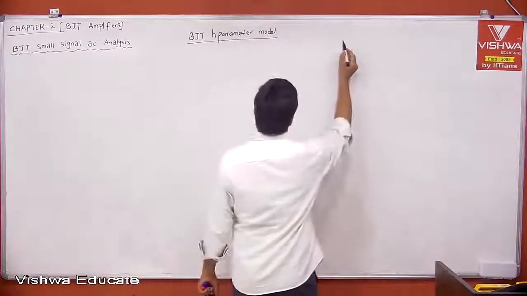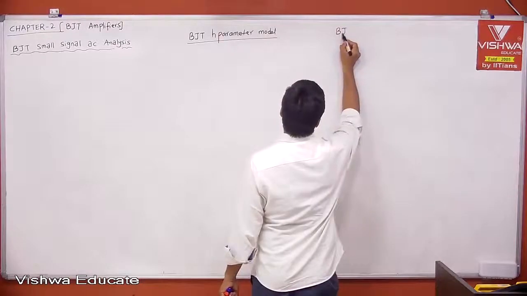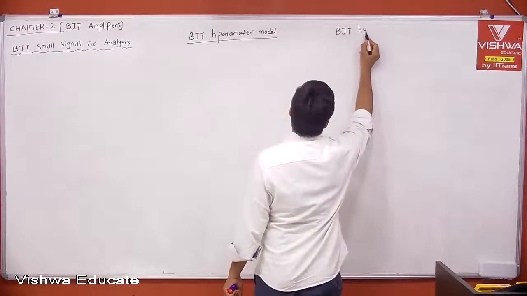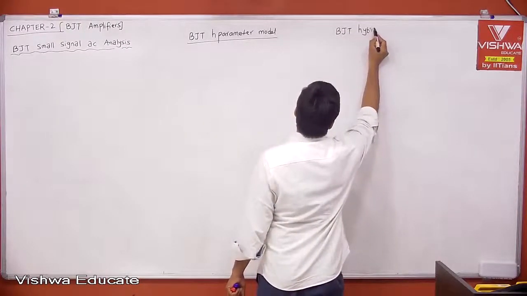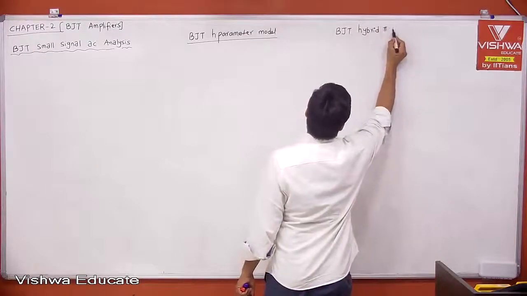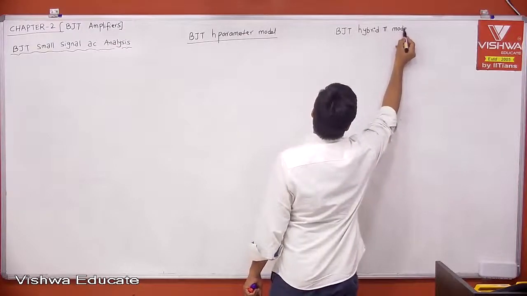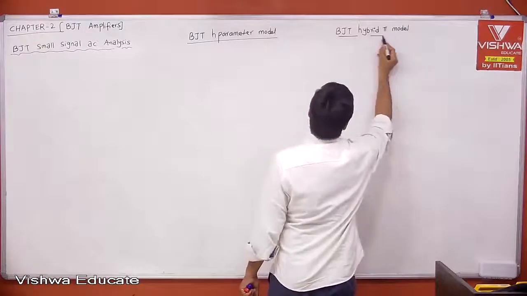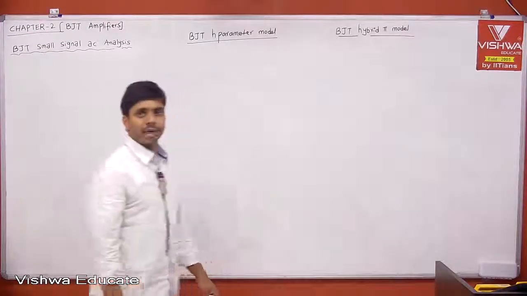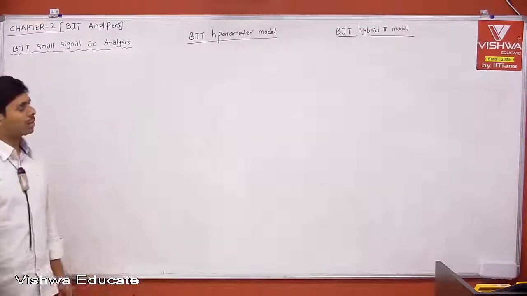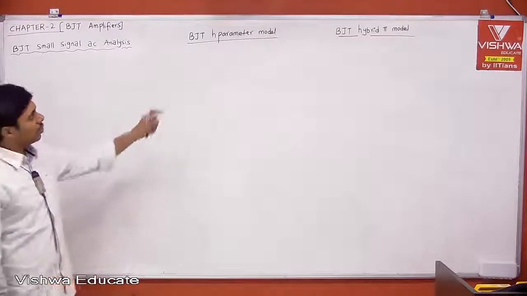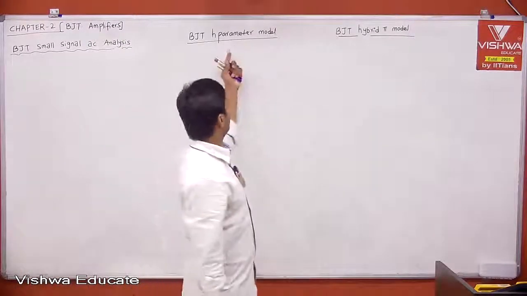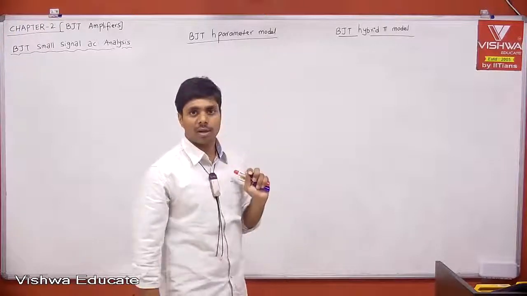The BJT H parameter model and the BJT hybrid pi model. Remember, at low frequencies both are same. At low frequencies both are same. What is the reason to go from the H parameter model to a different model?